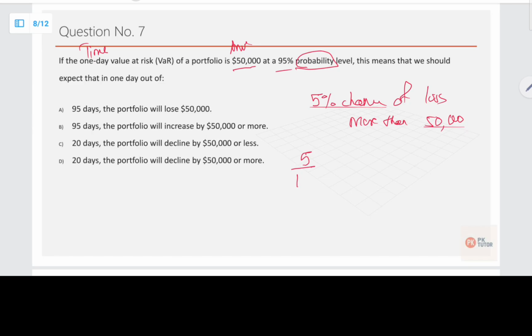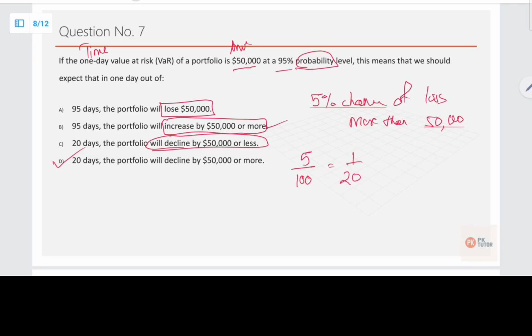The 5 out of 100 is equal to 1 by 20. So it cannot give a perfect answer that you will lose this much. It will be less. This is 25 days, but we will lose less than. Increase, it will not. There is no such concept of giving an increasing number. Decline is also not there. This is the right answer.